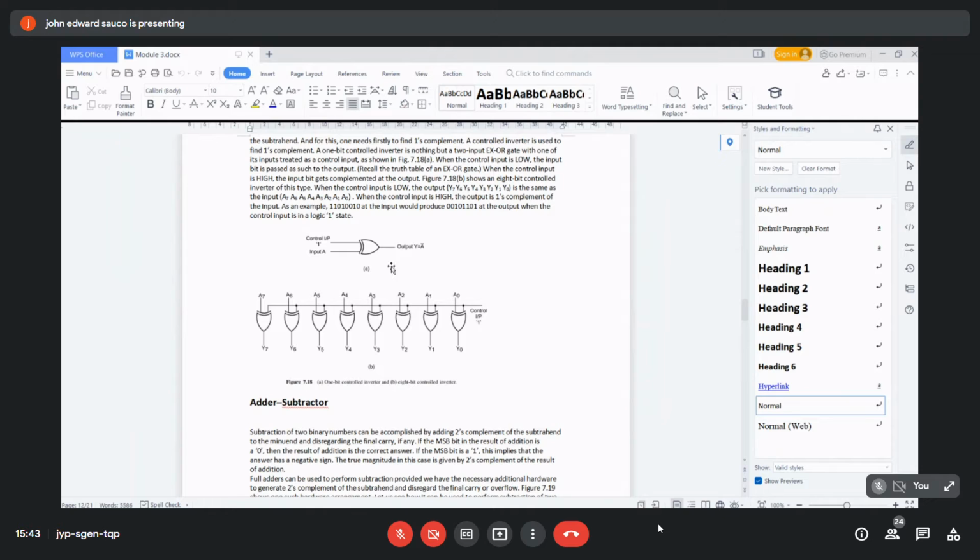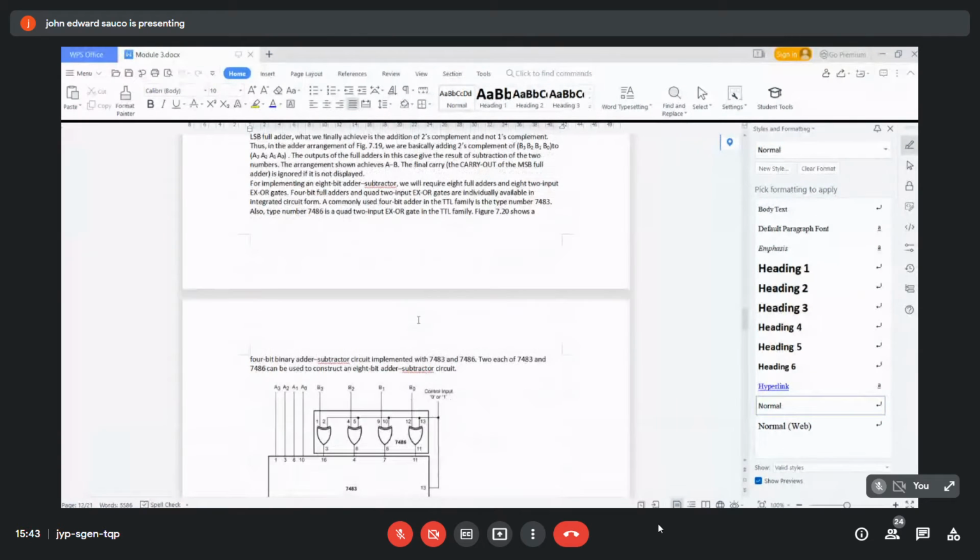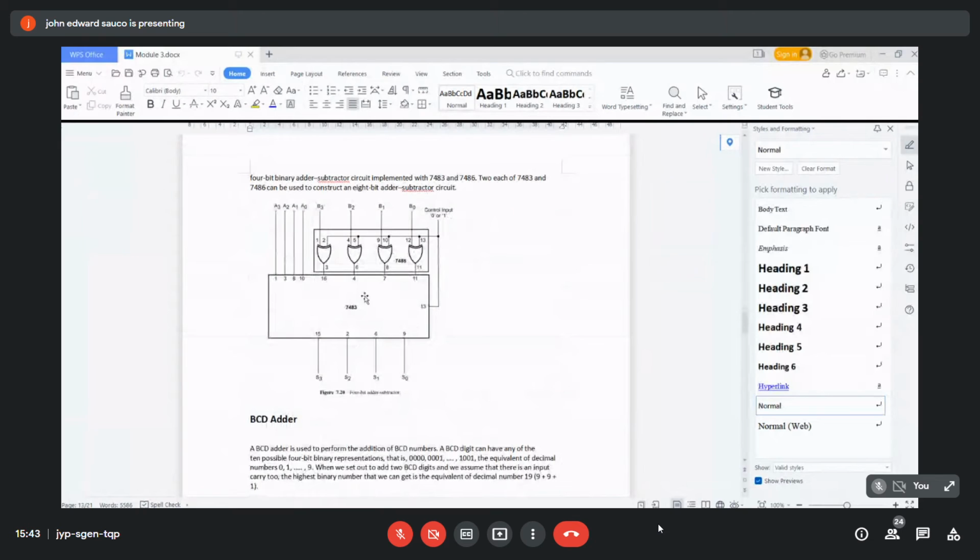Ginamit yan is XOR gate, dahil alam natin na XOR is kapag yung inverter is ganitong setup. So, dito na sa other subtractor, kung makikita nyo, yung 7483 is isa siyang other IC, then yung 7486 is isang controlled inverter. Ang pinag-connect niya, system na to is other subtractor.